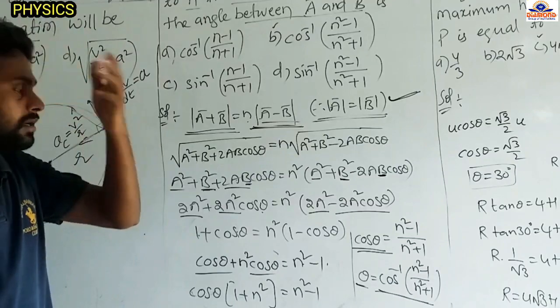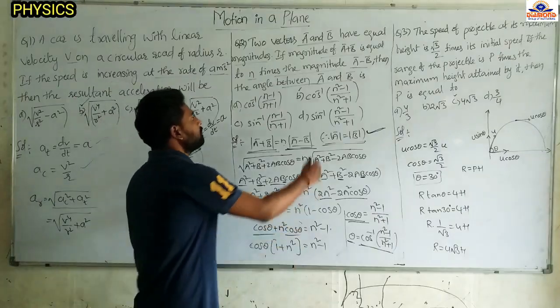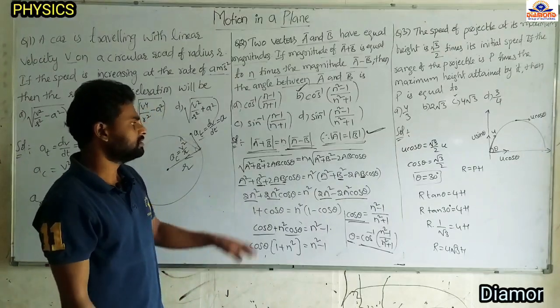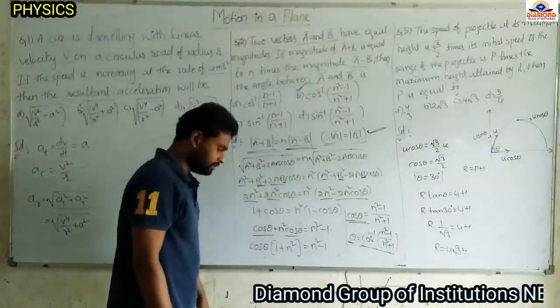Theta is the angle between A and B. So option B is the right answer: cos inverse of n square minus 1 by n square plus 1. This is totally a formula based question.